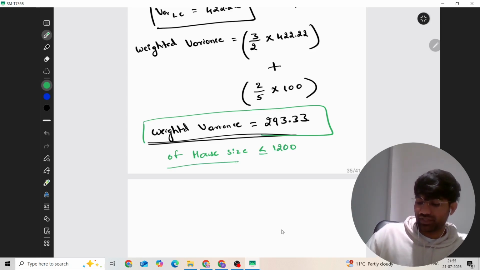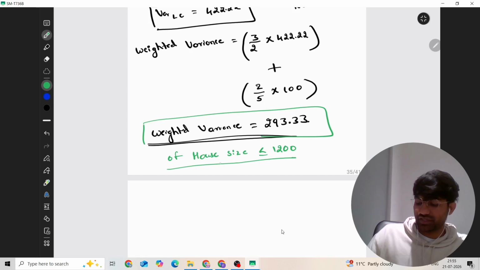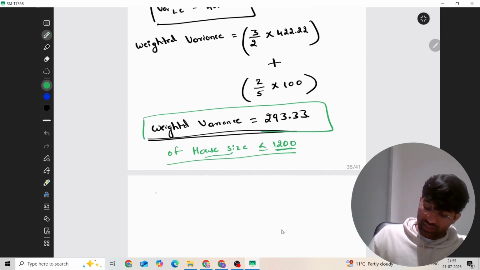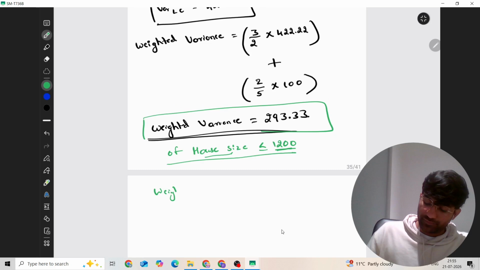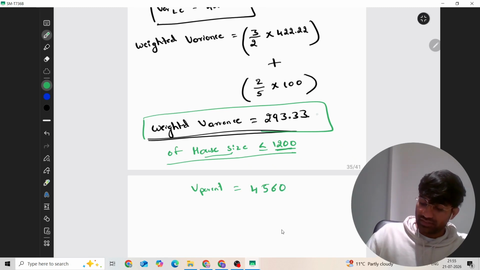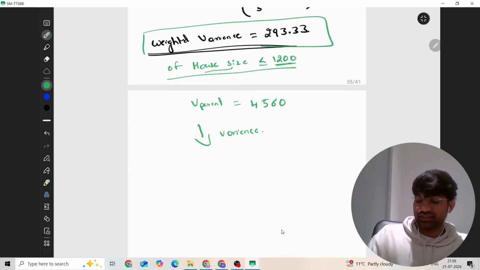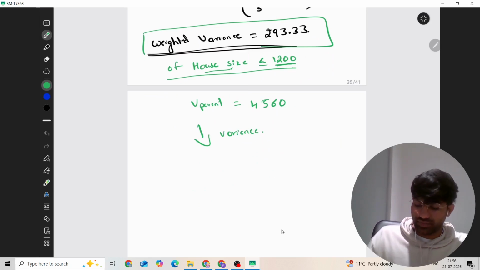When you split the data based on this feature, house size, and this threshold, our weighted variance is this. What was the variance of our parent node? Our parent node variance was 4560, and this is 293. So there is a decrease in the variance. So we can consider this as a good split.